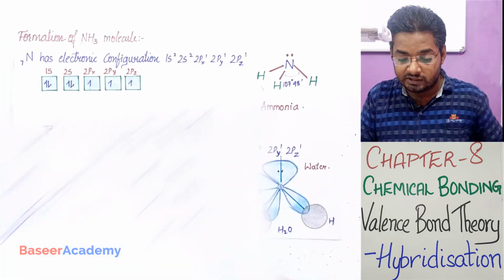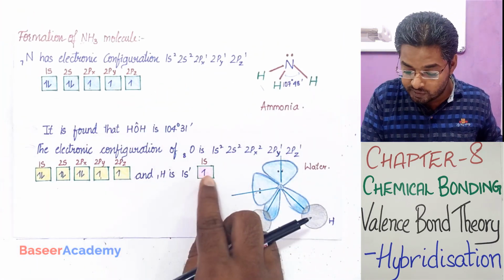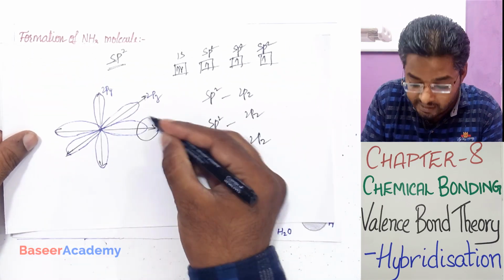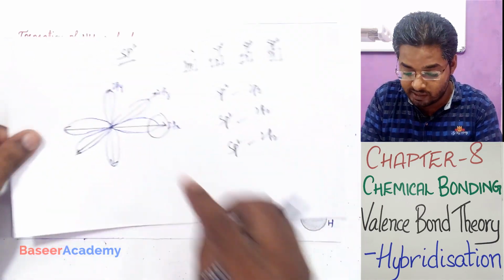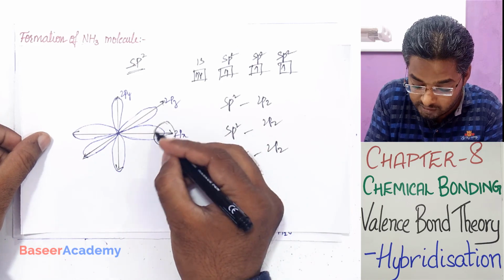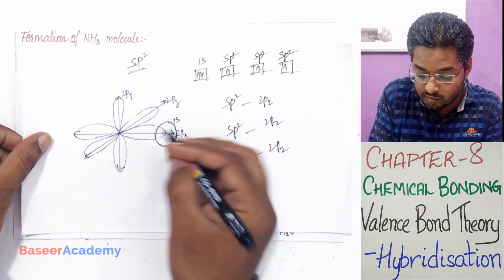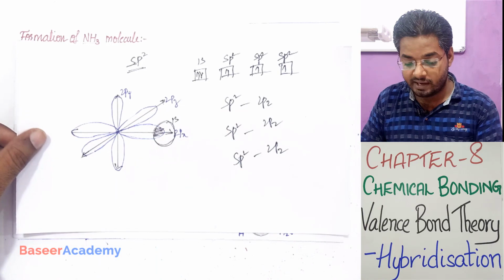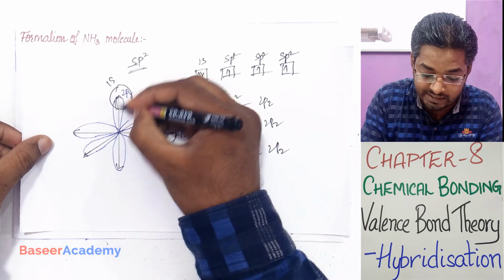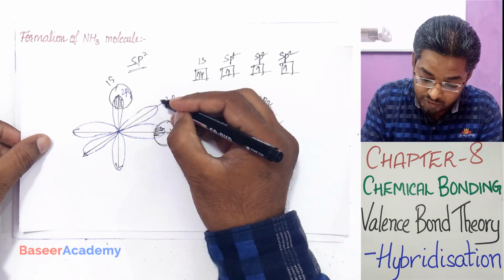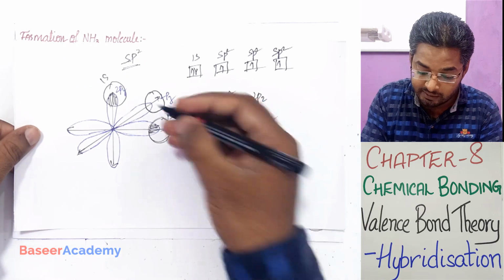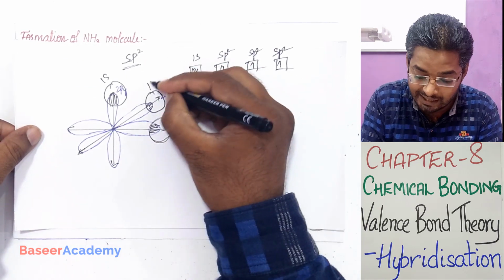So if the 2px orbital overlaps with the 1s orbital of hydrogen, this is what really happens. The s orbital is spherical in shape, so I'm drawing a sphere here. The 2px orbital of nitrogen overlaps with the 1s orbital of hydrogen. Again, the 2py orbital overlaps with the 1s orbital of the second hydrogen atom. And the 2pz orbital of nitrogen overlaps with the 1s orbital of the third hydrogen atom.